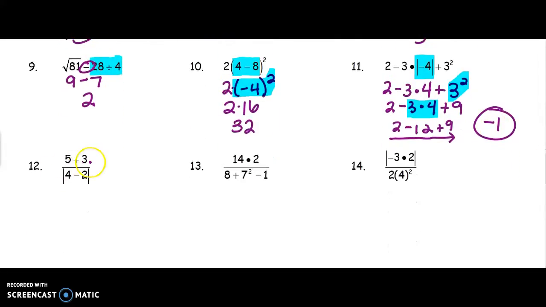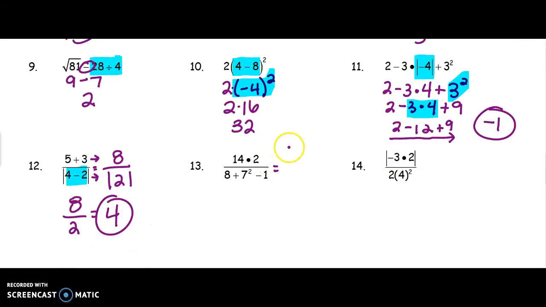When you have a fraction bar within your problem, always simplify the top first and the bottom and then divide. Okay, so 5 plus 3 is 8. And then 4 minus 2 within our absolute value bars, we have to do what's inside first, would be 2, right? And then you take the absolute value, so 8 over 2, which gives you 4.